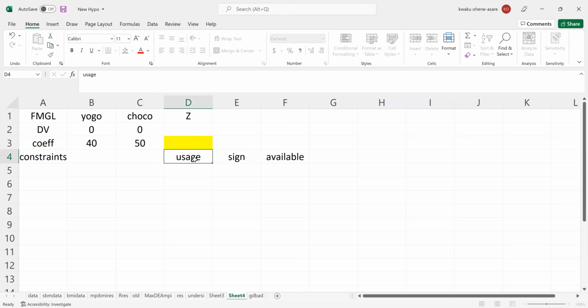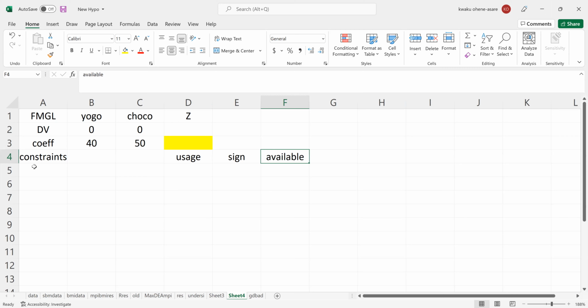So the usage is actually the left-hand side. The available is the right-hand side. And all of these would have to be beautifully and methodically written. Like I said, they are just for beautification. They are just to beautify your Excel. For those that are doing modeling, they don't really bother writing headings like this.